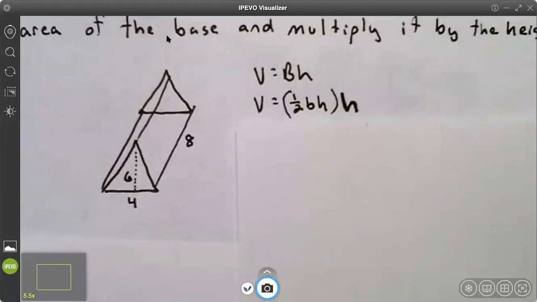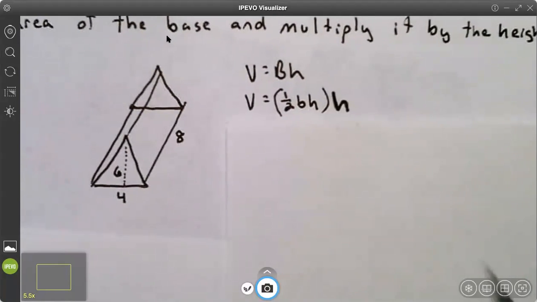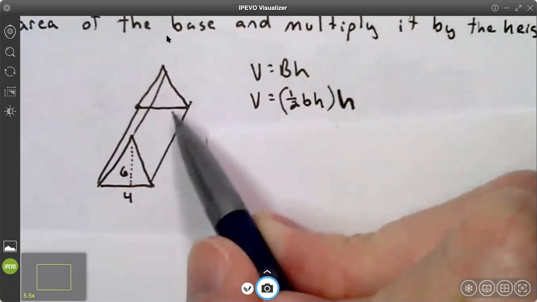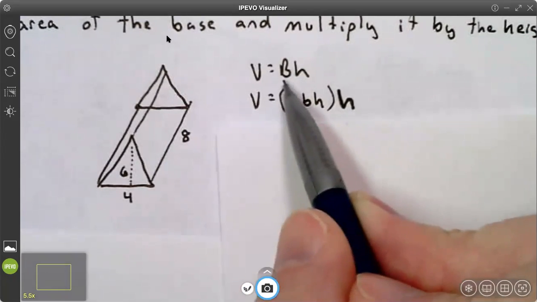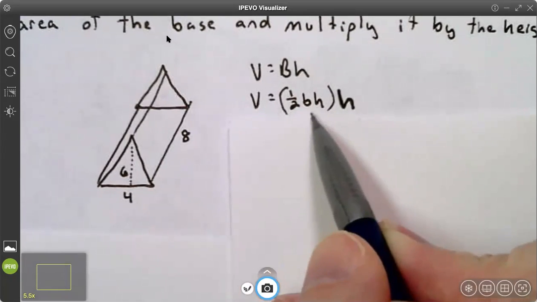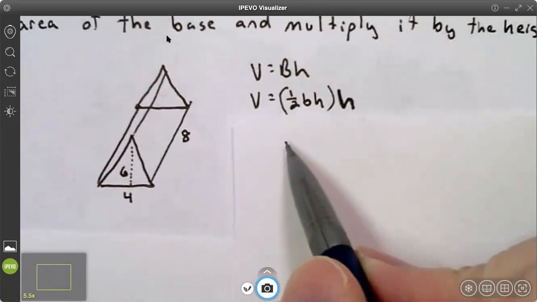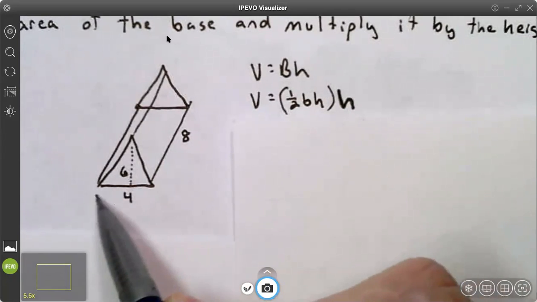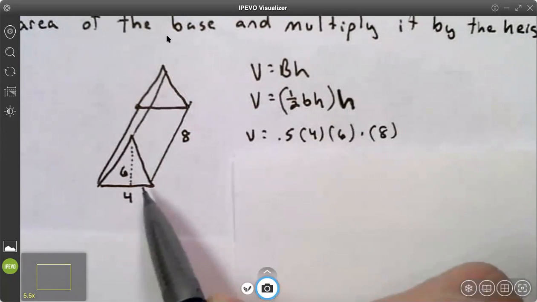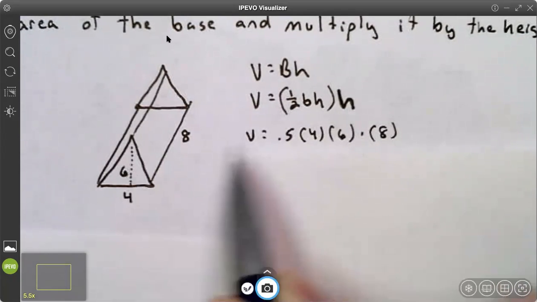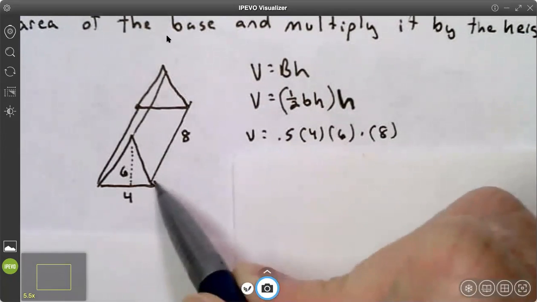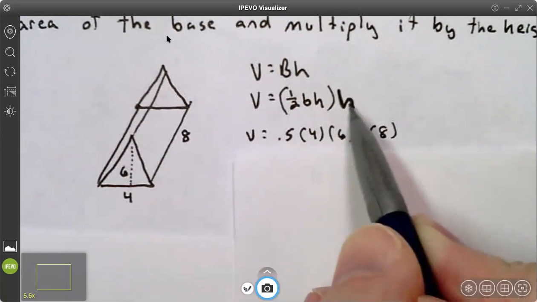Here's an example with a triangular base. So the formula is the same. It's still a prism. It has a top and a bottom on it, not a bottom and a point. So big BH, big B on a triangle is half the length times the width, or half the base times the height. The base of the triangle is 4. That goes there. The height of the triangle is 6. That goes there. And the height of the prism, the distance between the two triangles, is 8.